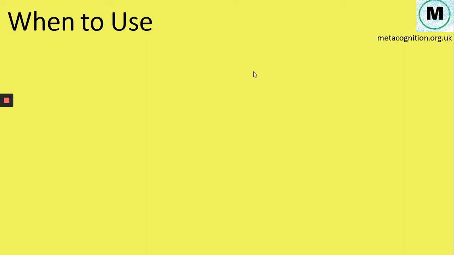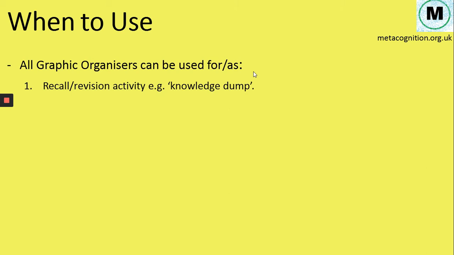So, gone over the reasons why we would use a graphic organizer. So now we're going to have a look at when we would use graphic organizers. So firstly, each different type of graphic organizer has a different type of outcome and different type of thinking that it can be used for, but generally all 10 can be used for the following points. So firstly, as mentioned, they're all brilliant recall and revision activities.